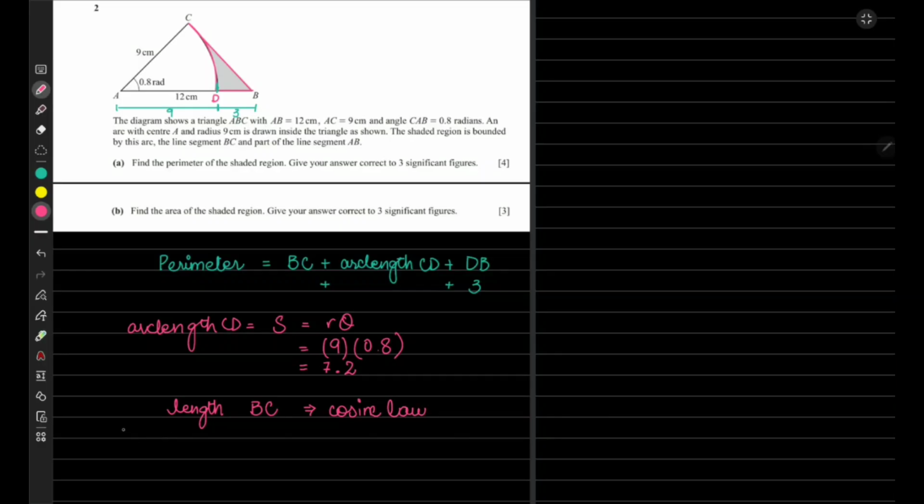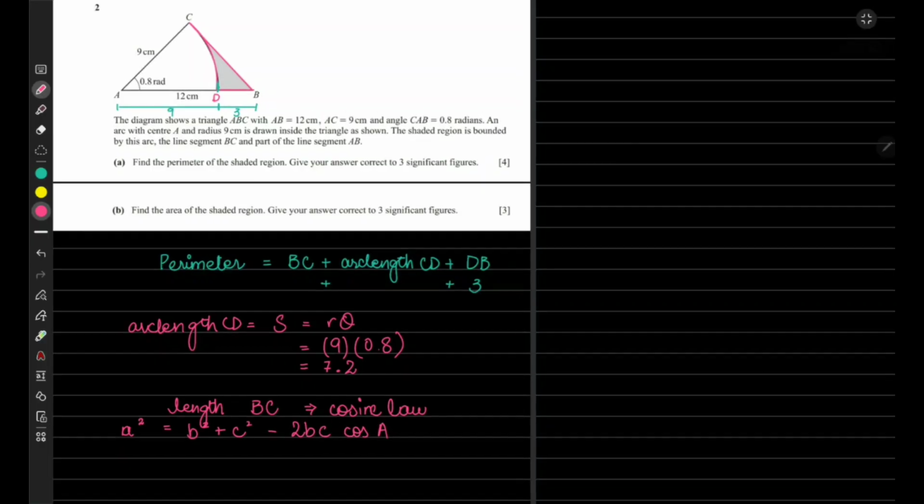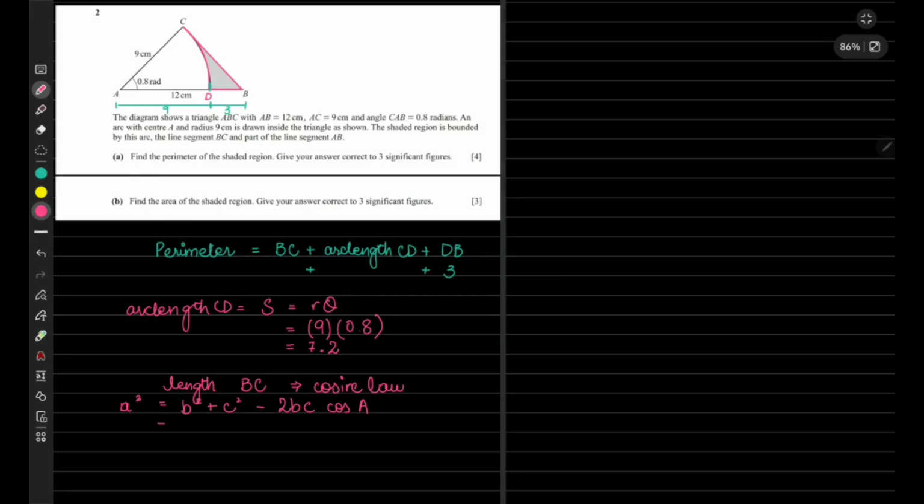So BC squared, let's call it a squared, where small a is opposite to A, will be equal to b squared plus c squared minus 2bc cos A. So b squared is 9 squared, c squared is 12 squared.